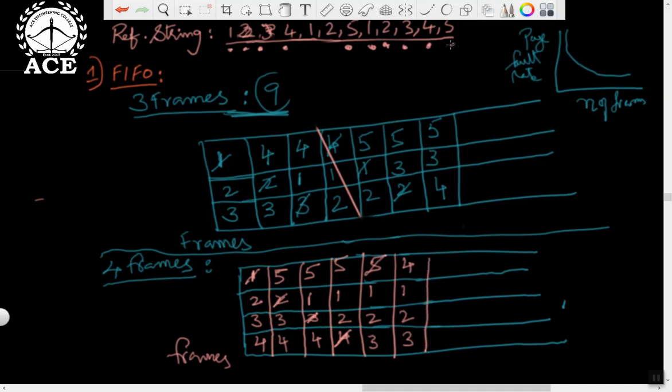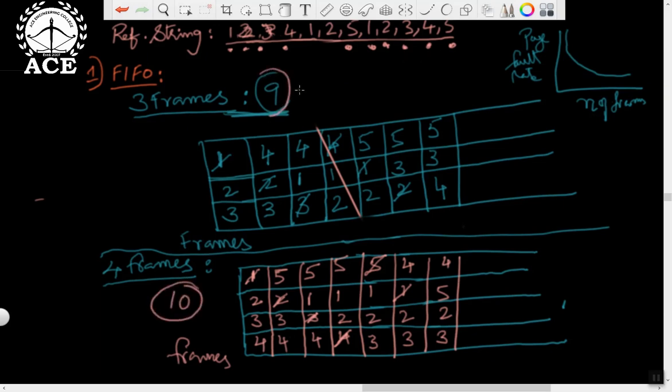Then last 5. Do we have 5? No, 5 we don't have. So 1 is the victim. Bring 5. 4, 5, 2, 3. So how many page faults? Calculate. 1, 2, 3, 4, 5, 6, 7, 8, 9, 10. 10 page faults. Look at this.